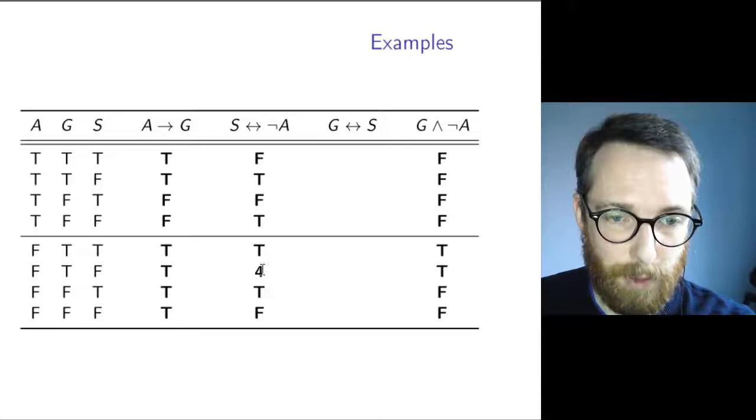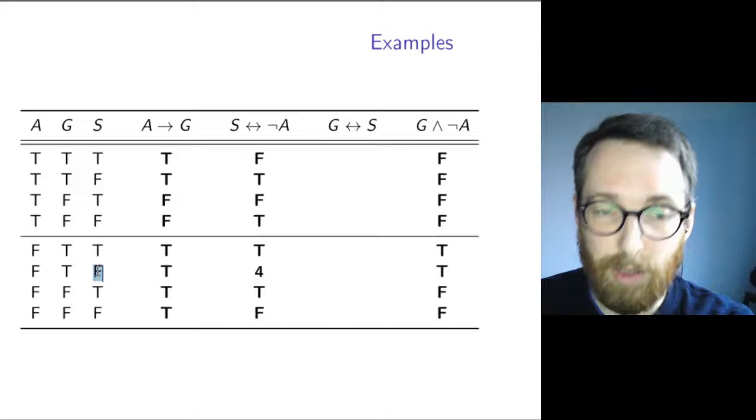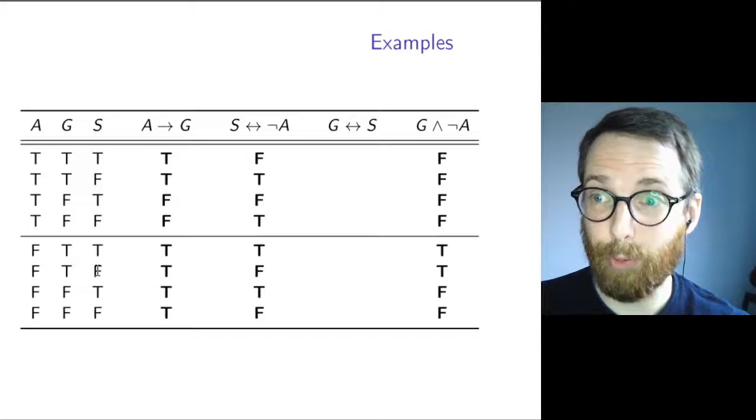Okay, line four. Now we've got S is false, so false if and only if A is false, so not A is true. So false if and only if true, that is false. Those are different. False and true are different. There we go. Okay, we have three of our four columns complete.